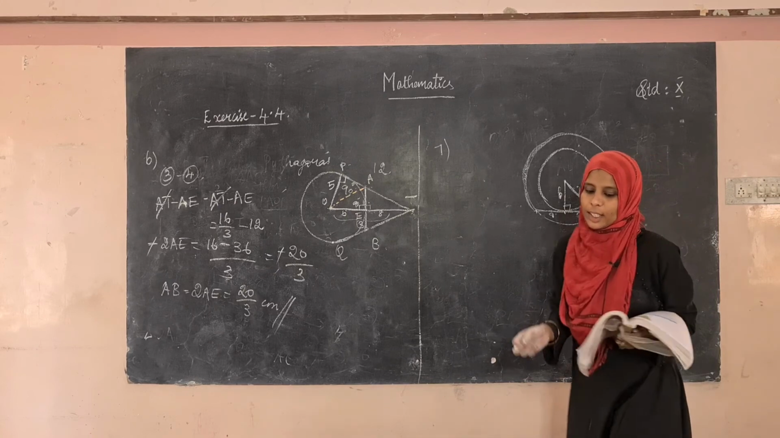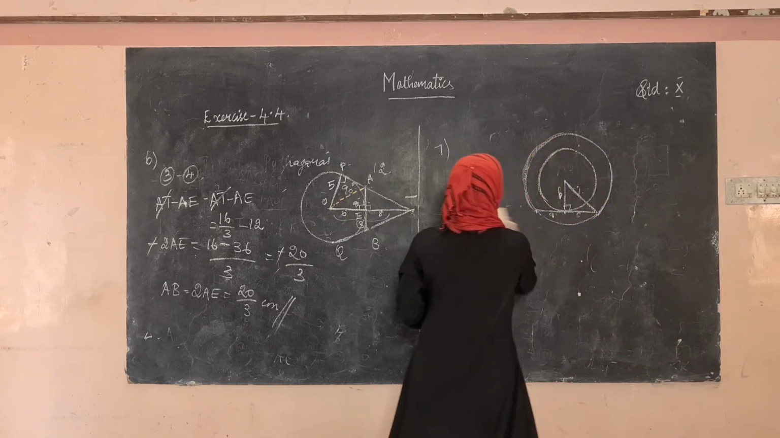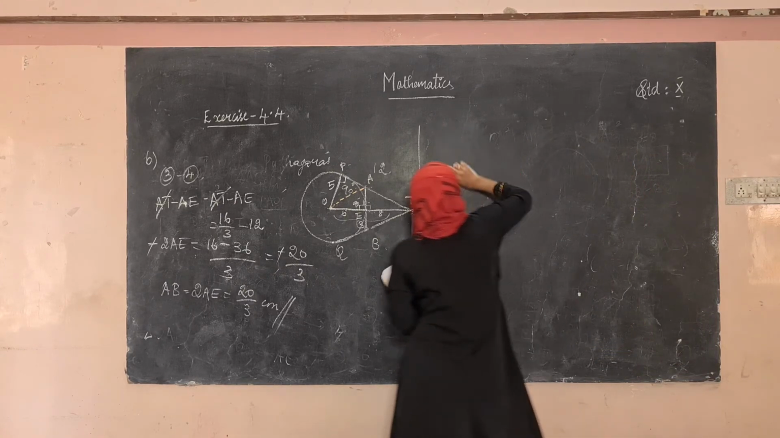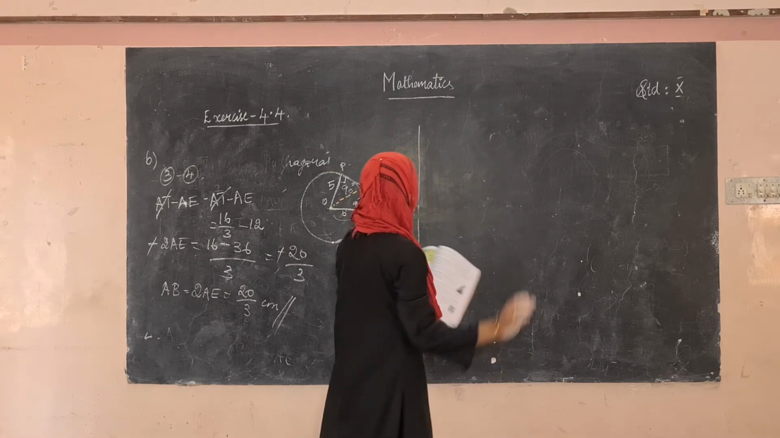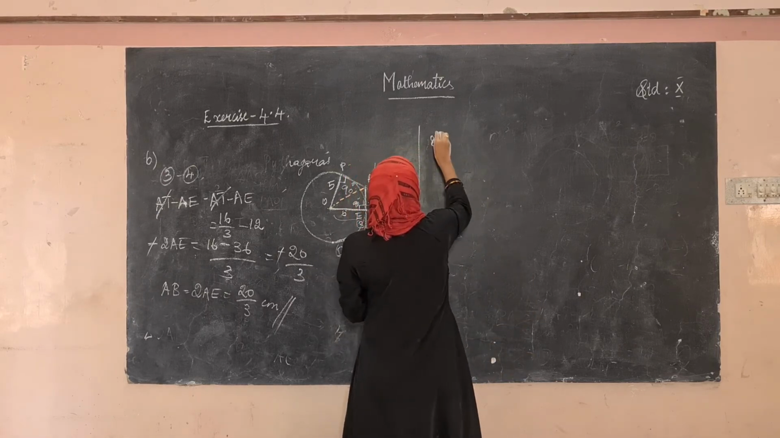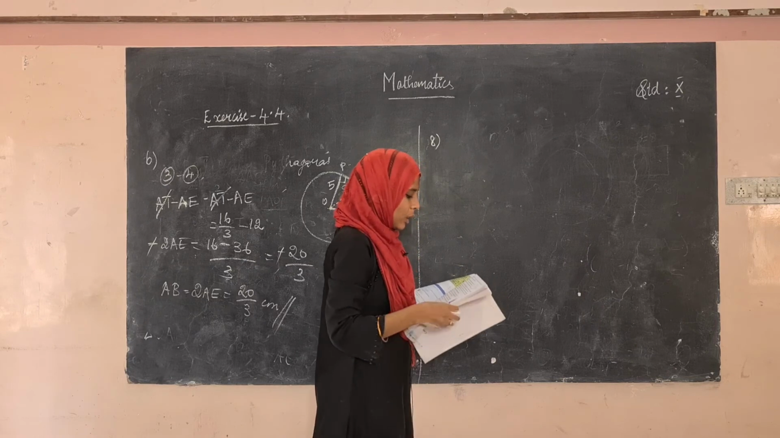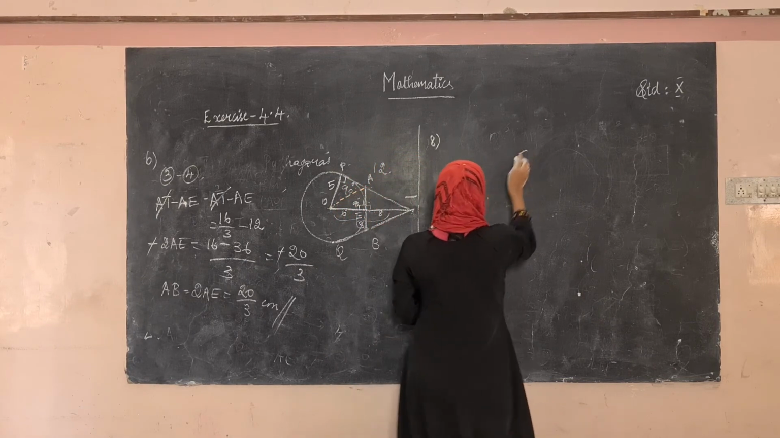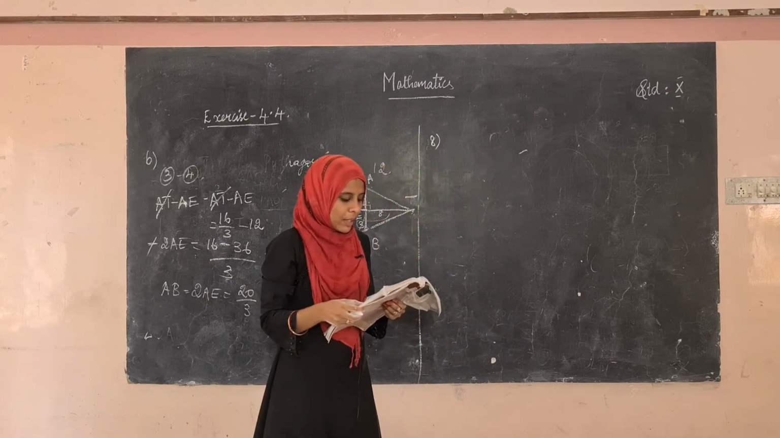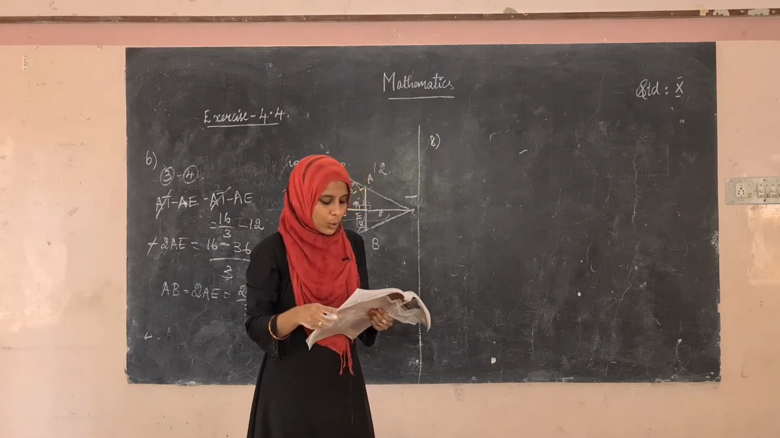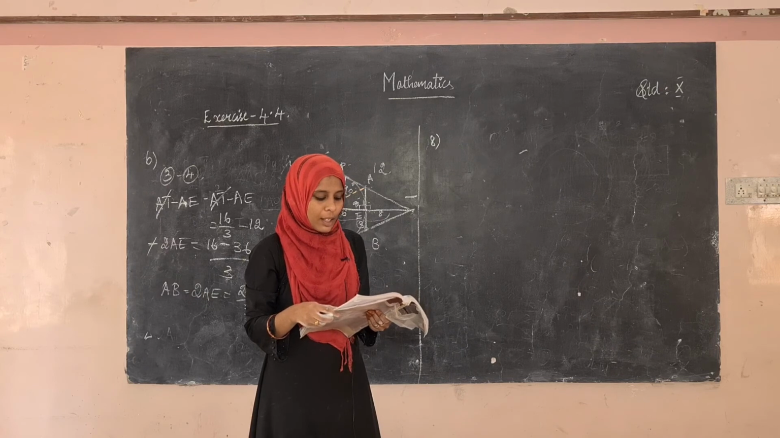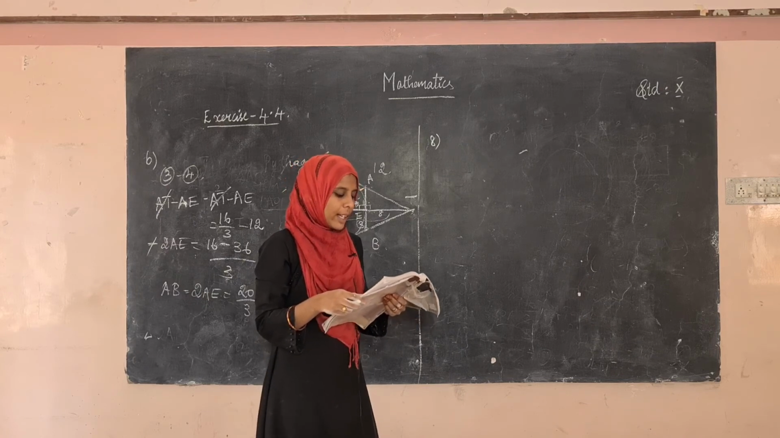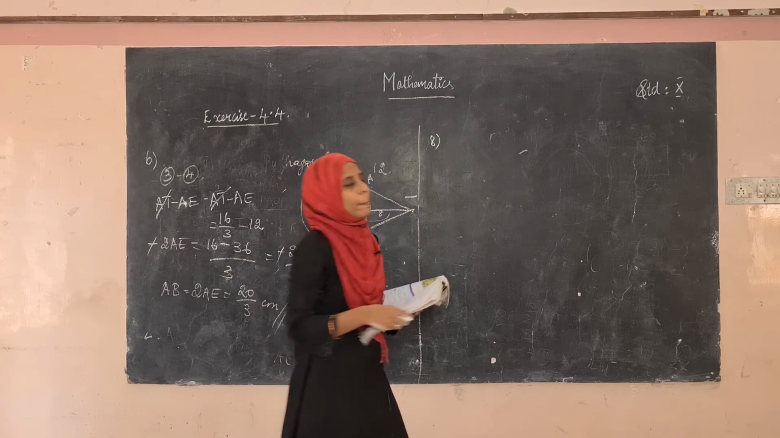Okay, now let us do the 8th sum. The 7th sum is the assignment for you. Now let us see the 8th sum. Two circles with centers O and O dash of radii 3 cm and 4 cm respectively intersect at 2 points P and Q such that OP and O dash P are tangents to the two circles. Find the length of the common chord PQ.